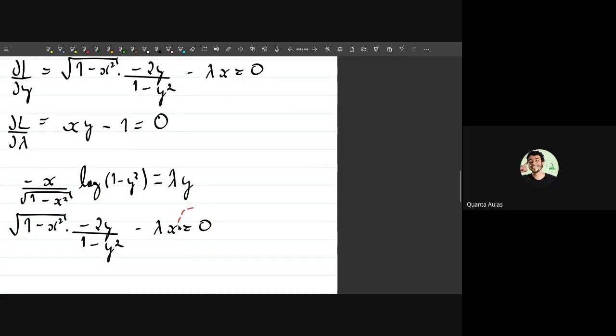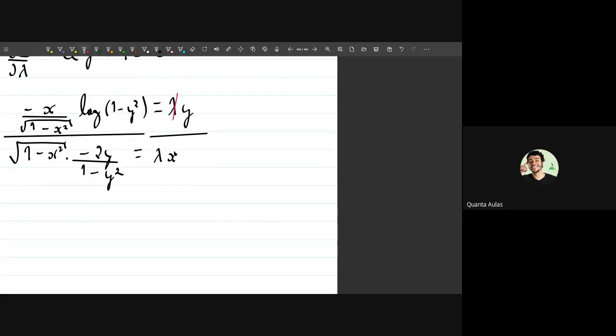So we have two similar equations now. And if we divide these two equations, the lambda will cancel. So if we do some simplifications, we will get this equation here. This is very easy to obtain, but it is not very useful for a while.